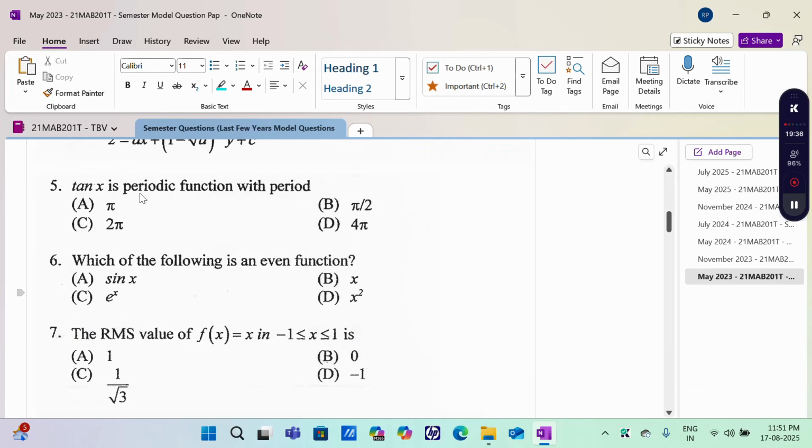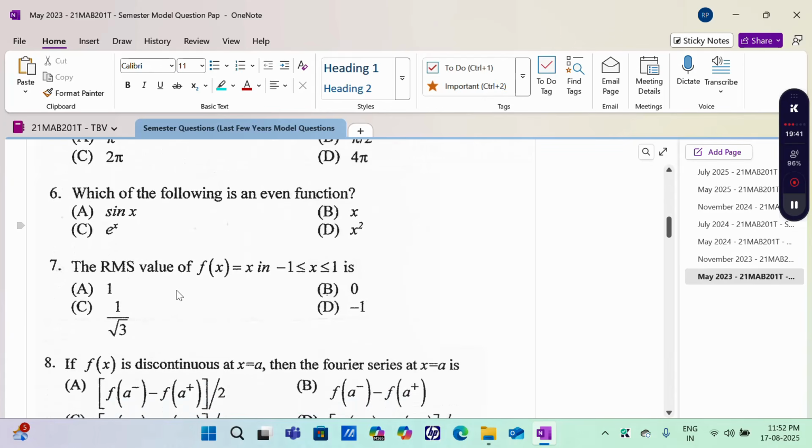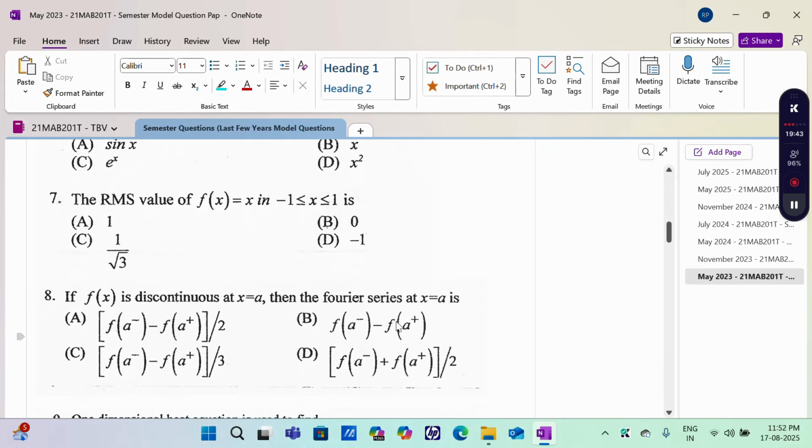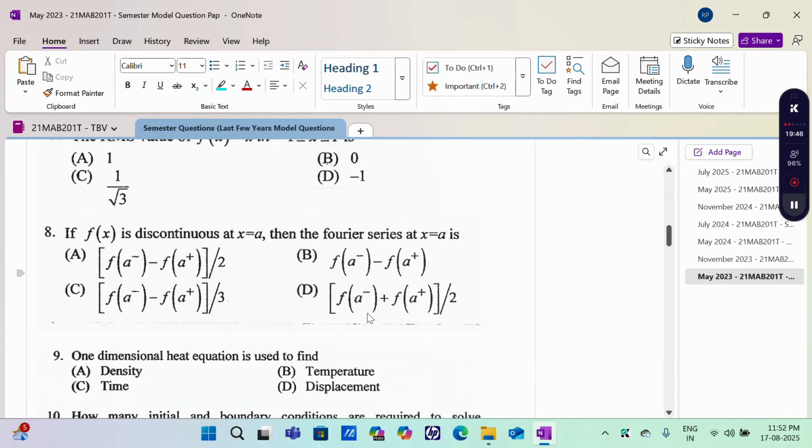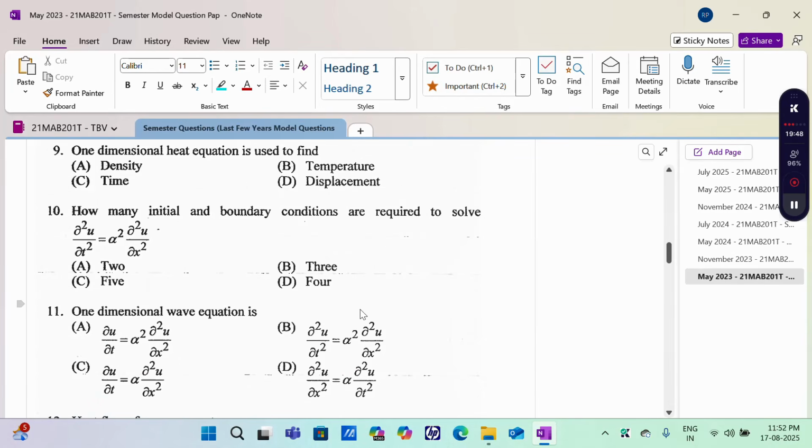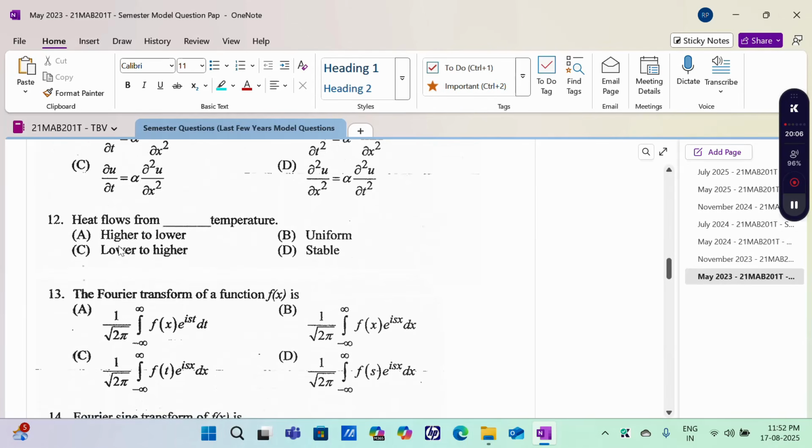And next Fourier series unit 2, find the period, and then even function, and then root mean square, and then using some condition. So 9th to 12th questions are application of partial differential equation. The 9th one is a one dimensional heat equation related question, and then general equation is given, find the initial and boundary condition, number of initial boundary conditions, and write the one dimensional wave equation form, and then heat equation, what are the temperature. So this is up to 12th, unit 2.